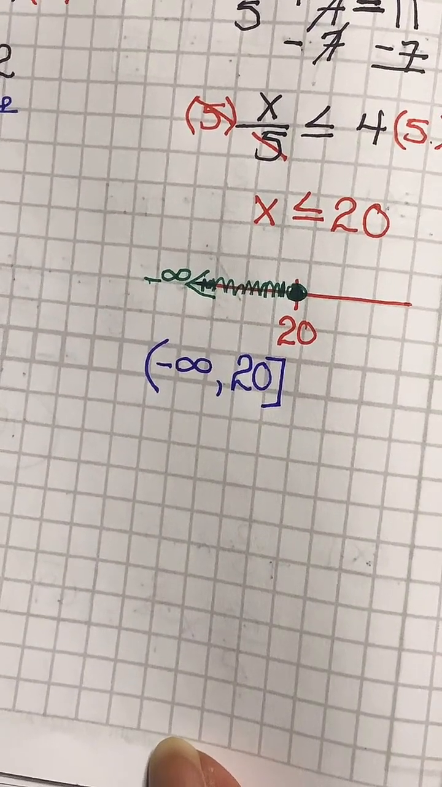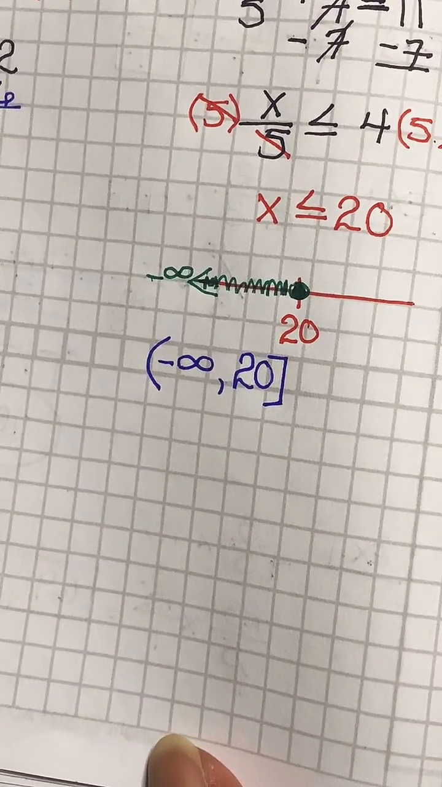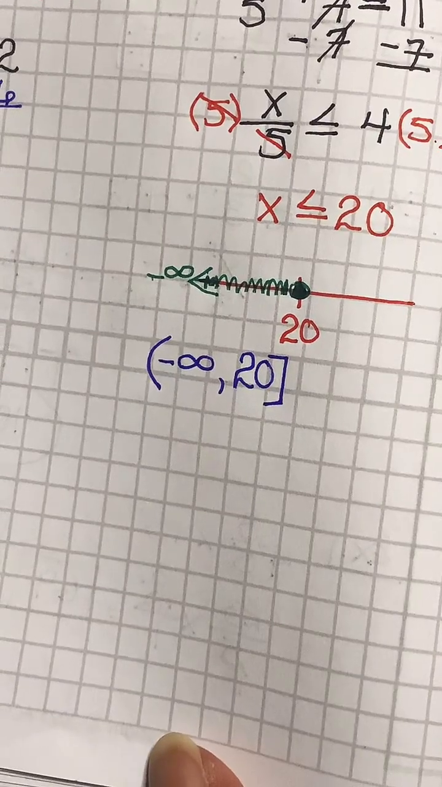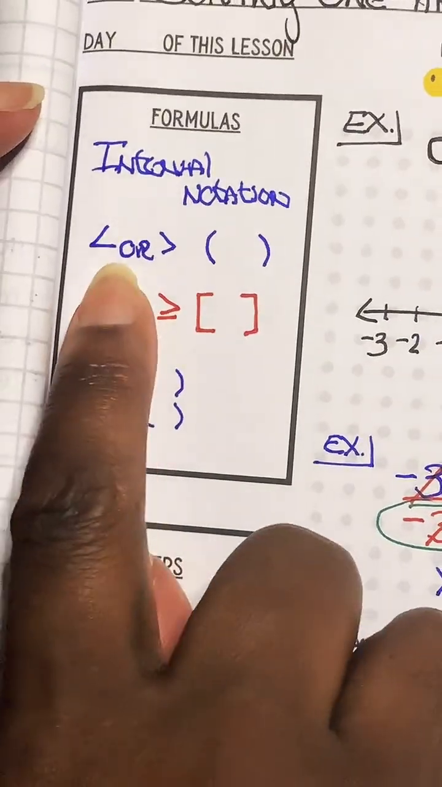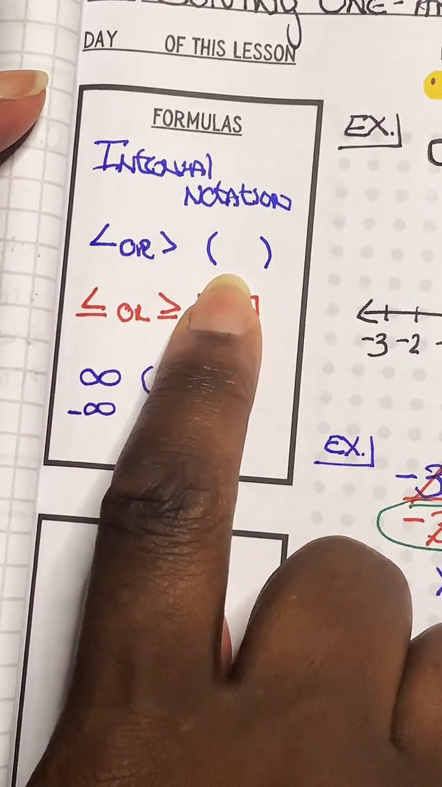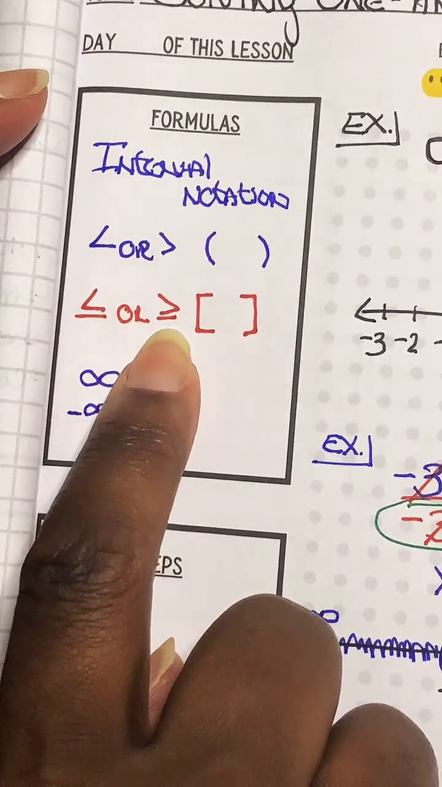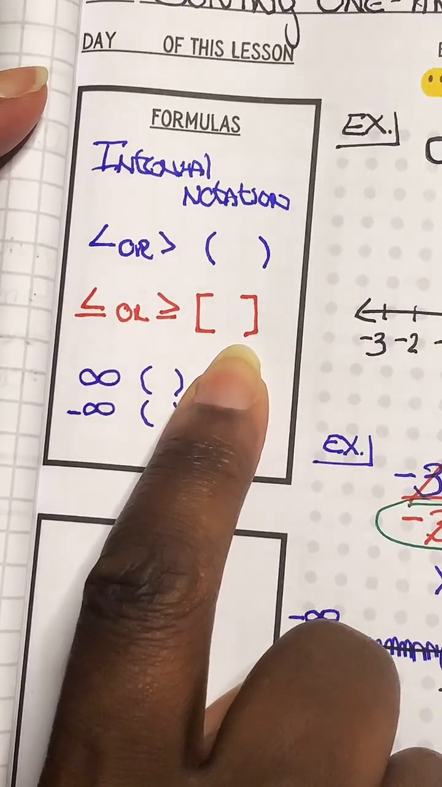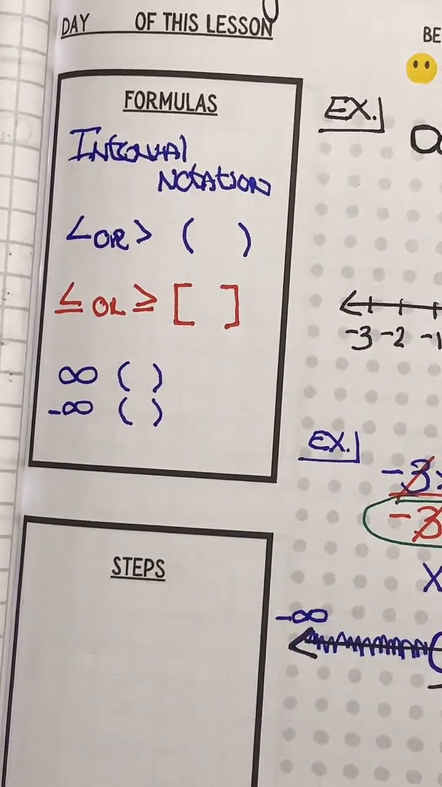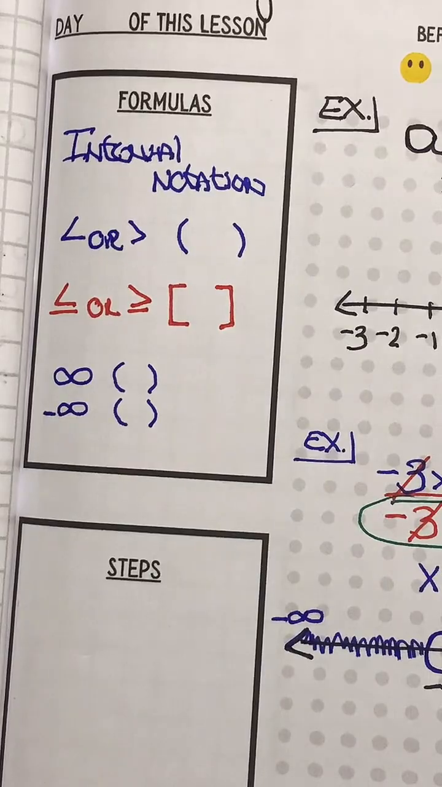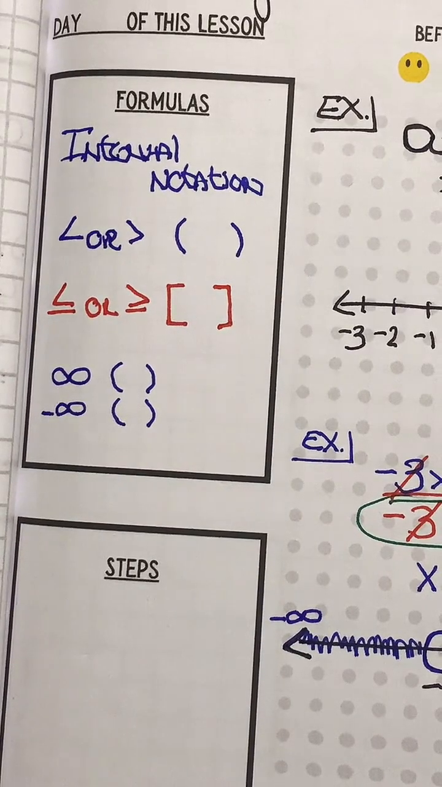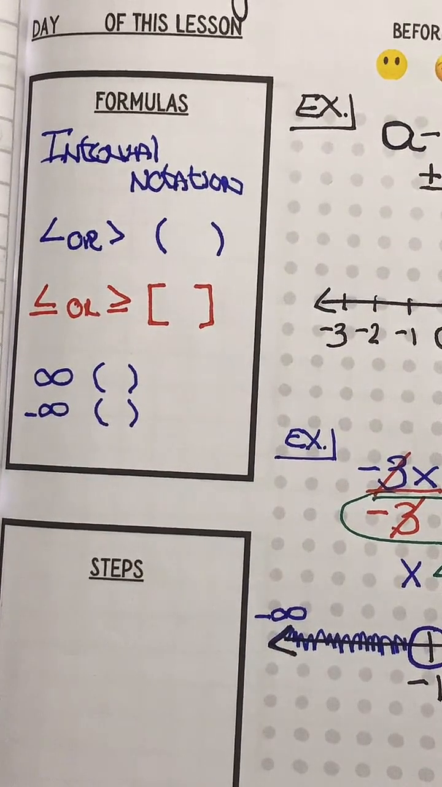So infinity always gets parentheses. And if it's just less than or greater than, let me switch over to this. Okay, if it's just less than or greater than, it's always parentheses. If it's less than or equal to or greater than or equal to, it's always a bracket. Okay. Yep, when you divide or multiply by a negative number.